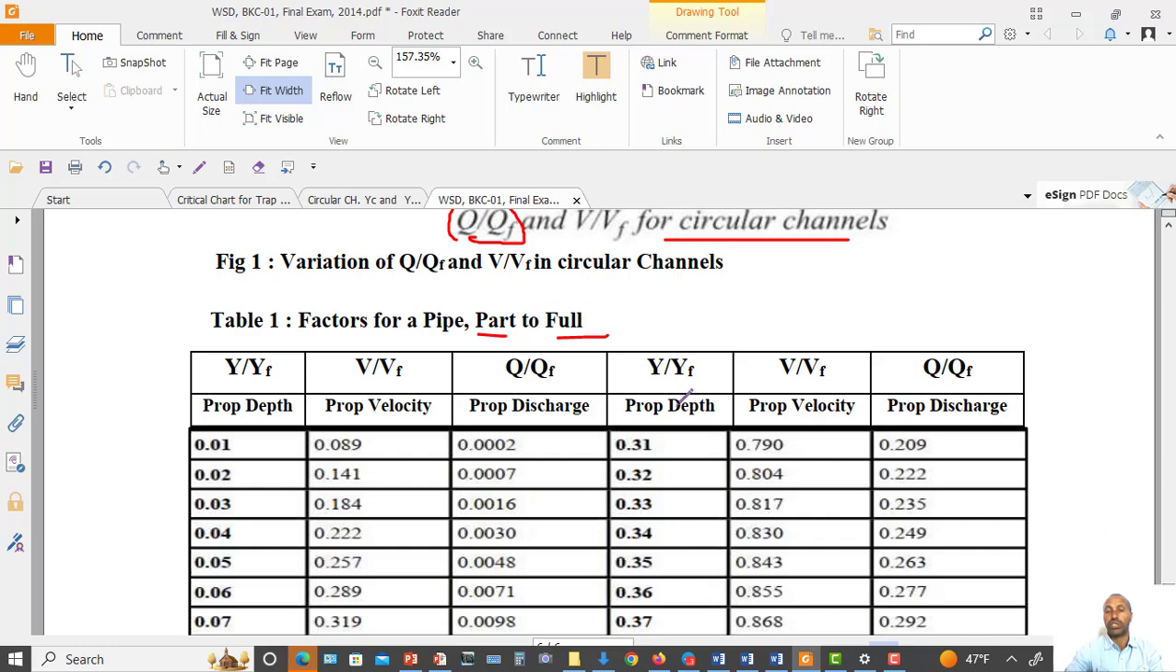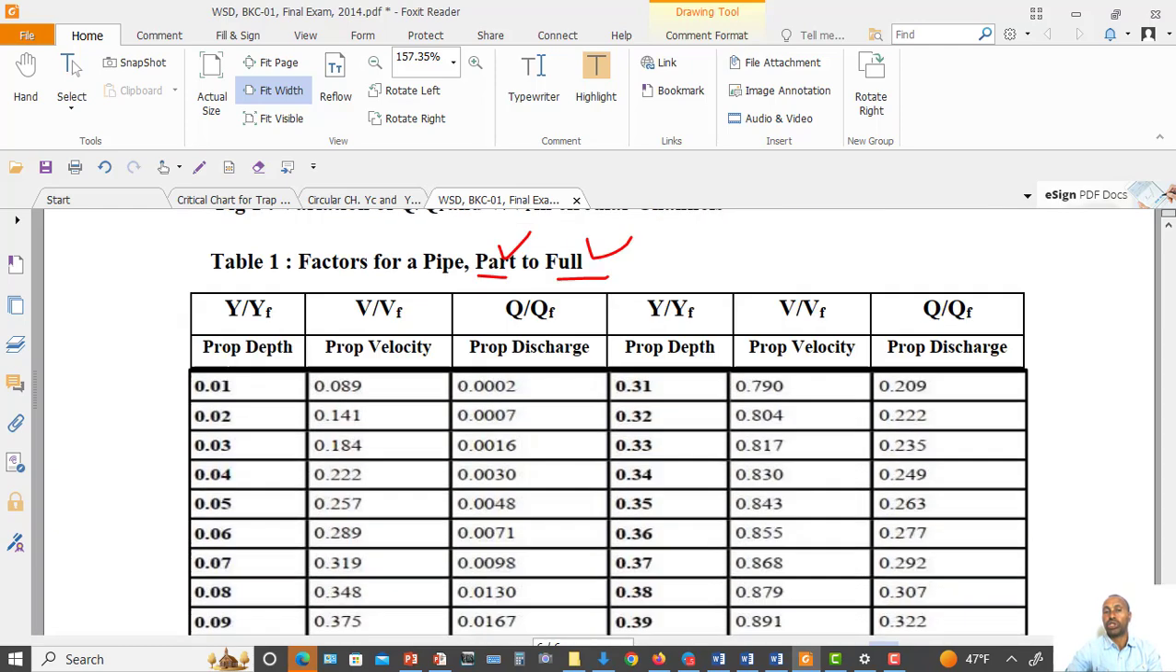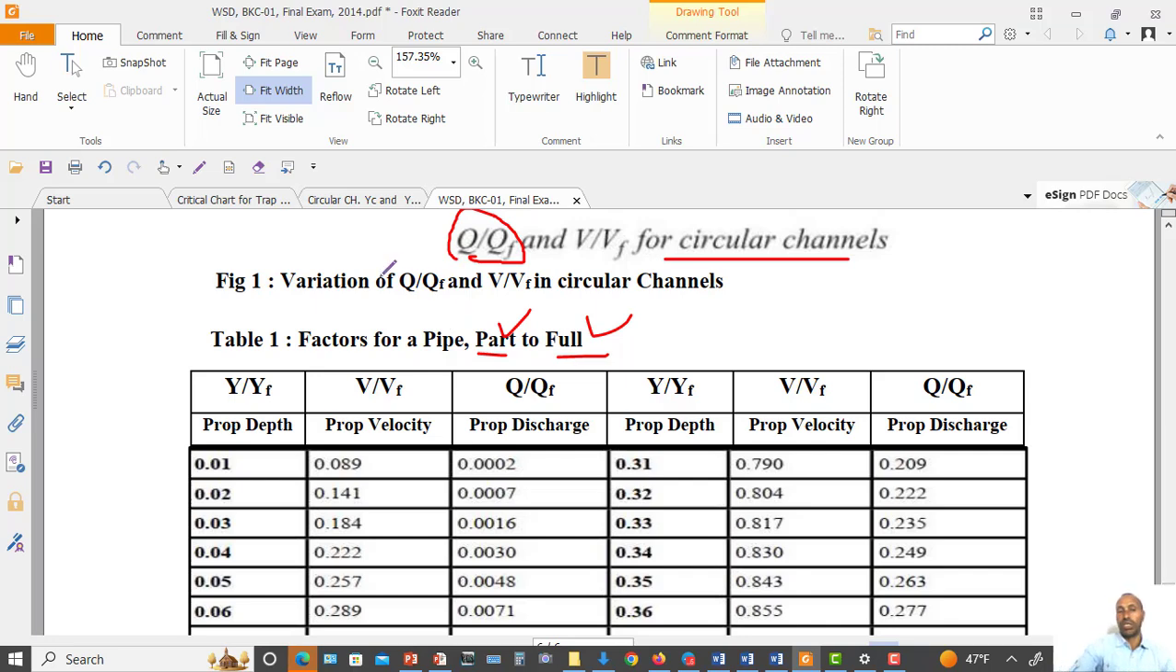And this is a table, which gives the variation of Q with respect to Q full or V full in a circular channel, factors for a pipe. Partial to full will be this one: proportion of depth given, velocity proportion given, then proportion of discharge, etc. Then you can interpolate, and arrive at the depths at which the discharge is going, either full or partial. So let us go to the example now.